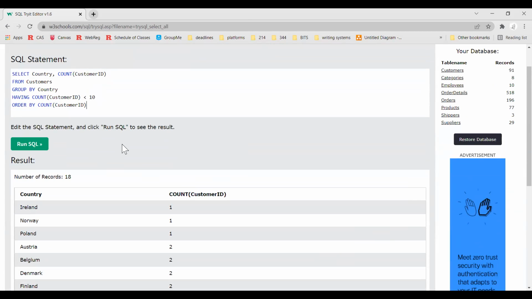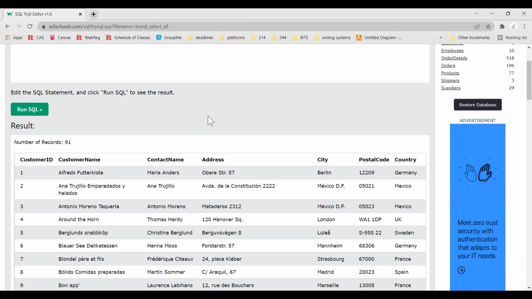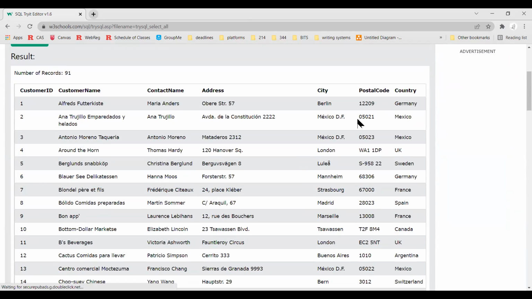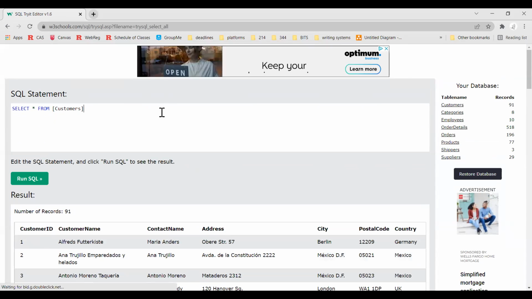Any idea if we wanted to change this up? Well, let's pick a different question, actually, something a little bit more. What if we wanted to find, are there any overlapping cities? What if we wanted to find the number of customers in each city? Any ideas?